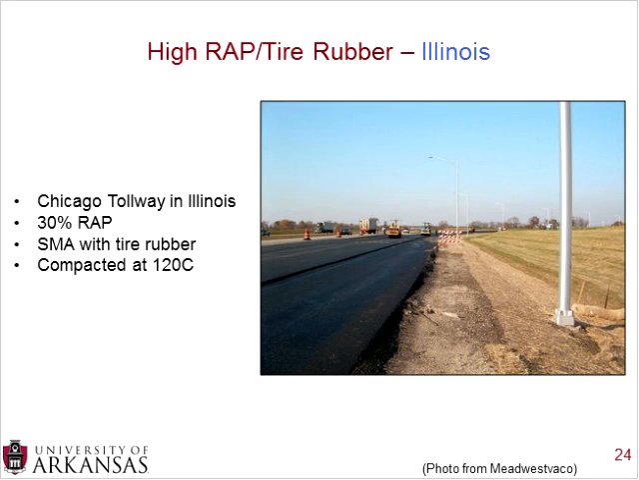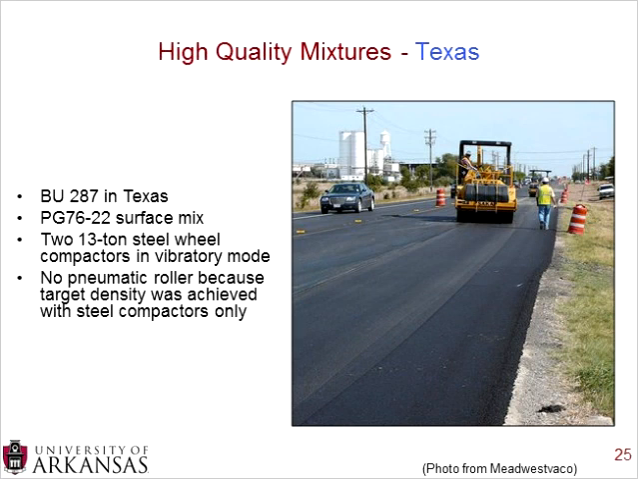Now up in Illinois, this is an example of a high wrap content, also including tire rubber. This is on the Chicago Tollway in Illinois, and they used 30% wrap, an SMA mixture with tire rubber included, and they had a compaction temperature of 120 degrees Celsius. So that's a relatively low temperature. And moving on to Texas, an example of a high quality mixture.